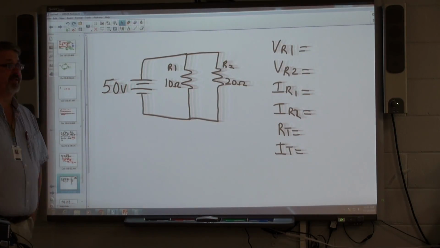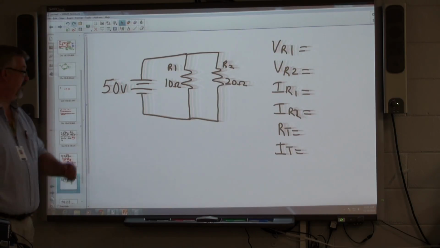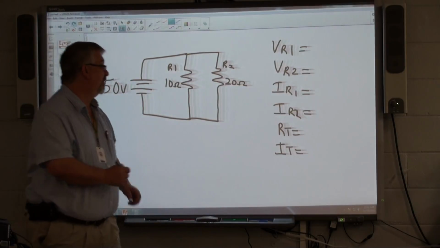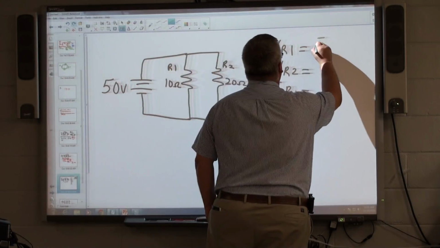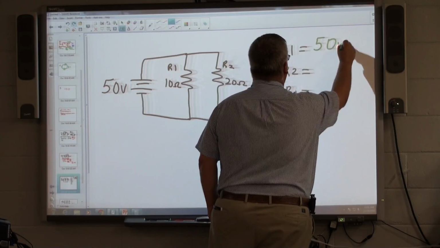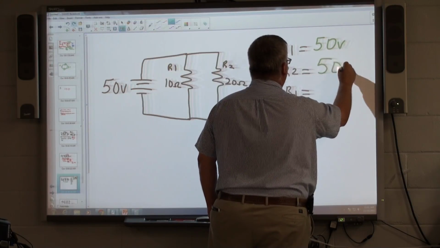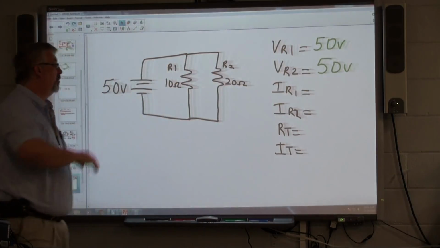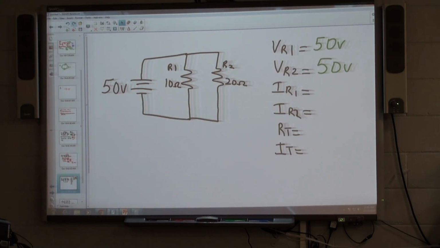And we'll even get into some power here a little bit later. All right, so let's start with the easy stuff. What is the V of R1? 50 volts. What is the V of R2? 50 volts. Just remember, in a parallel branch, the parallel branches are seeing the same value.